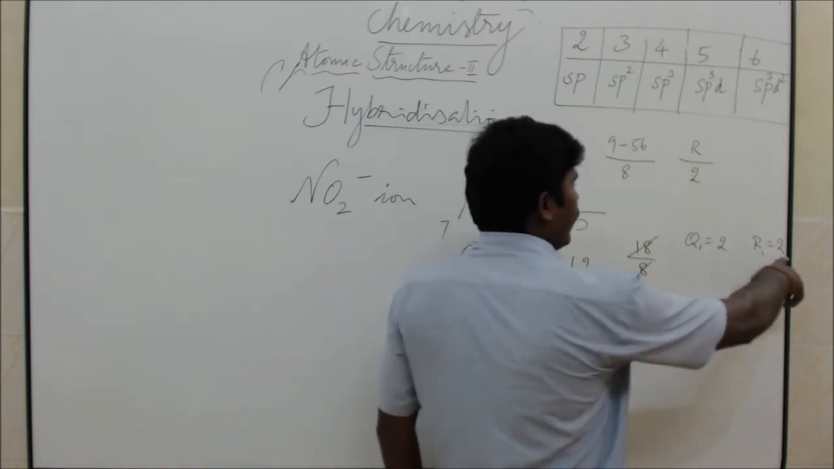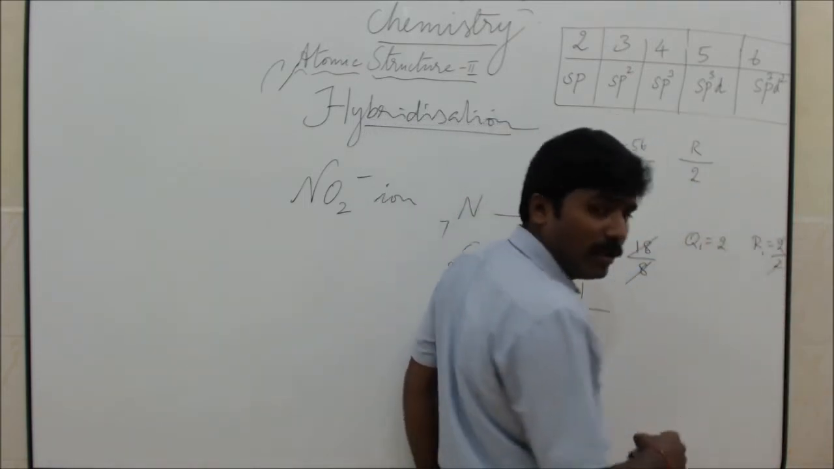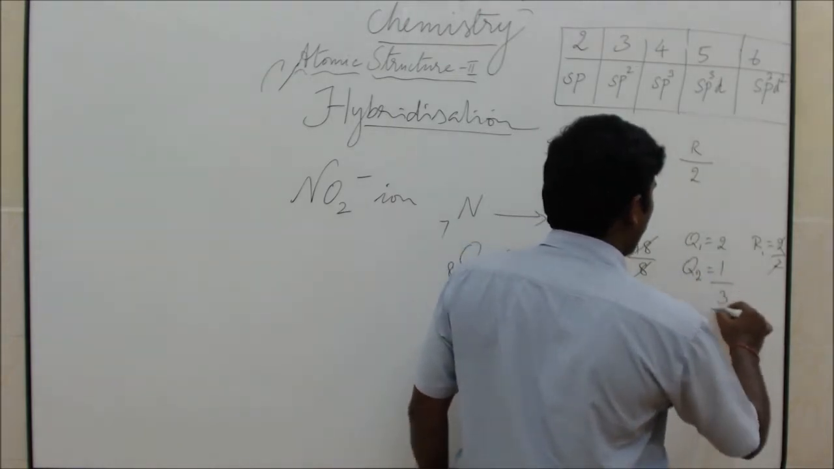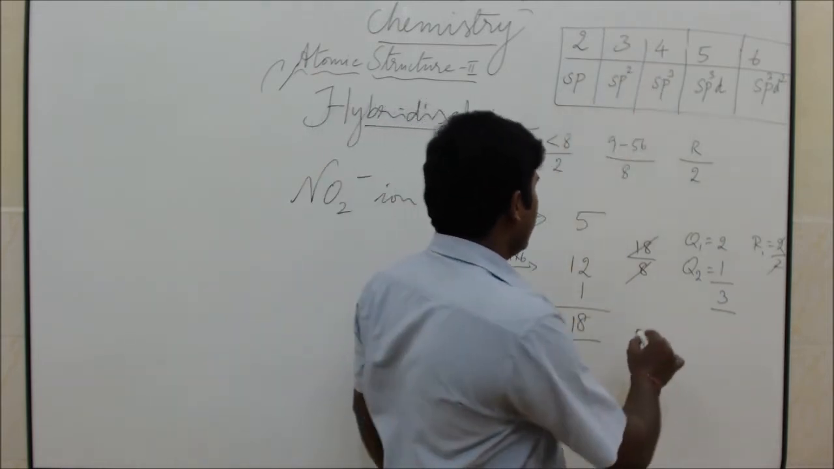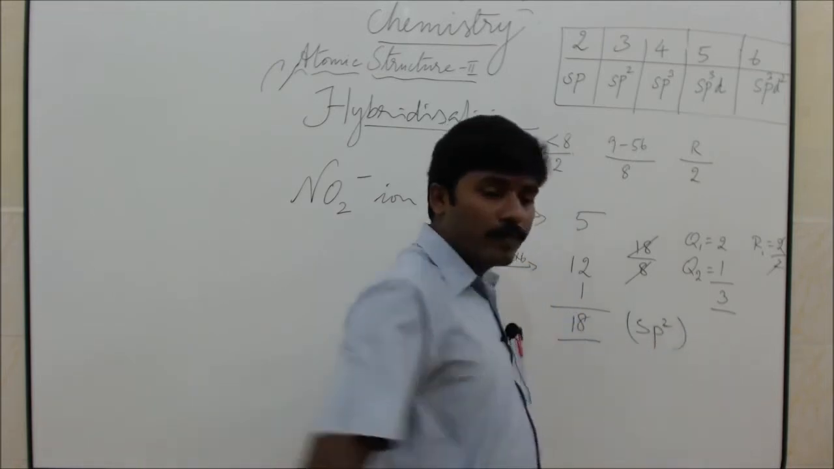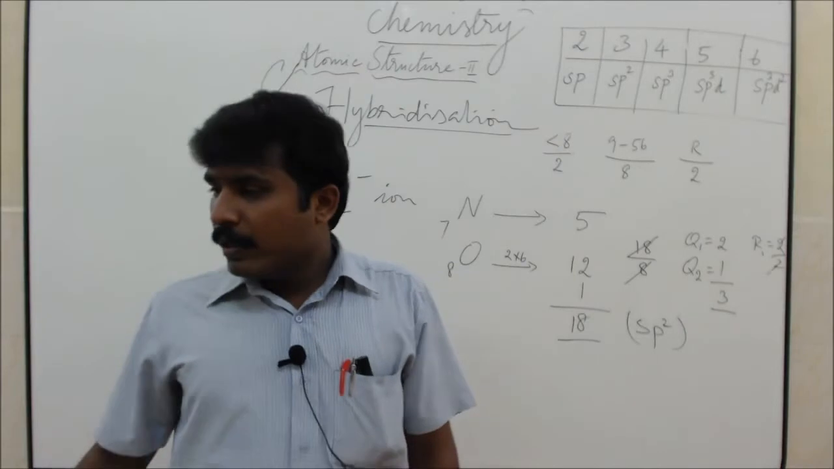If you have any remainder, as per the rule, remainder by 2. So 2 by 2 is equal to 1. So the second quotient is equal to 1. What about your coordination number? 3. Now you have to see 3 means sp2 hybridization. Okay, clear? So minus means you have to add one more electron.